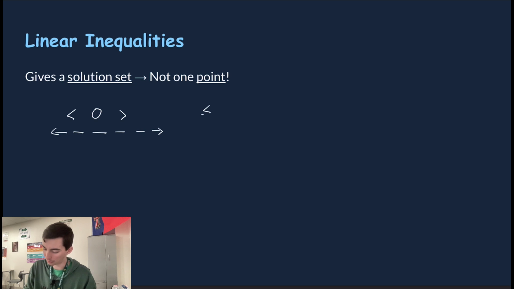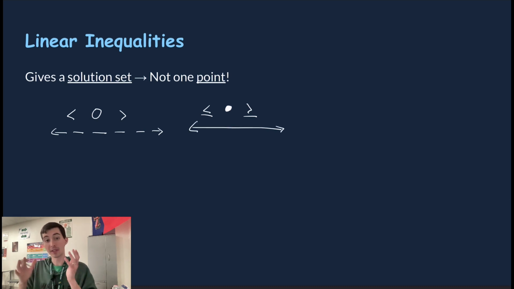On the other hand, if we have less than or equal to, or greater than or equal to, that goes with closed circles like we talked about in our domain and range lesson. But they also go with solid lines, and any point that's on a solid line is a solution.